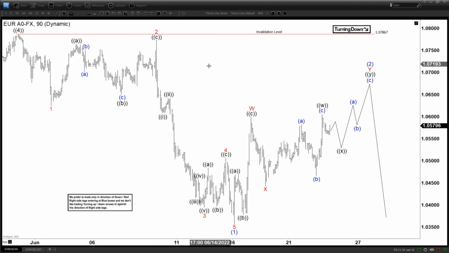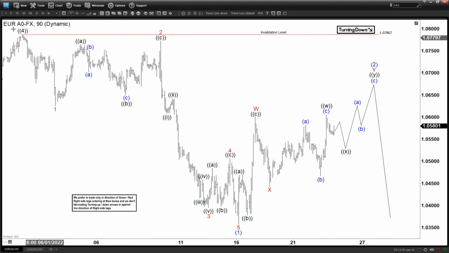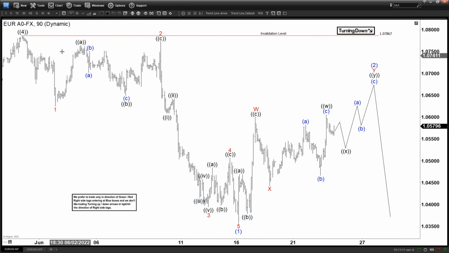Today we are looking at the chart of the euro dollar. This is the 90 minutes chart. We can see we are now looking for wave 5 to the downside. This is wave 4, which ended at 107.87, and now we start a wave 5 to the downside with a subdivision as 5 waves. We ended with 1 of 5 here. Now looking for wave 2 of 5 in the form of a WXY structure.